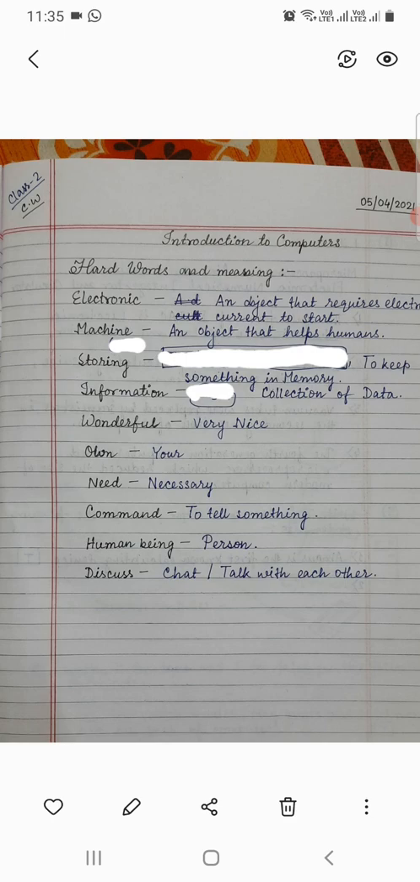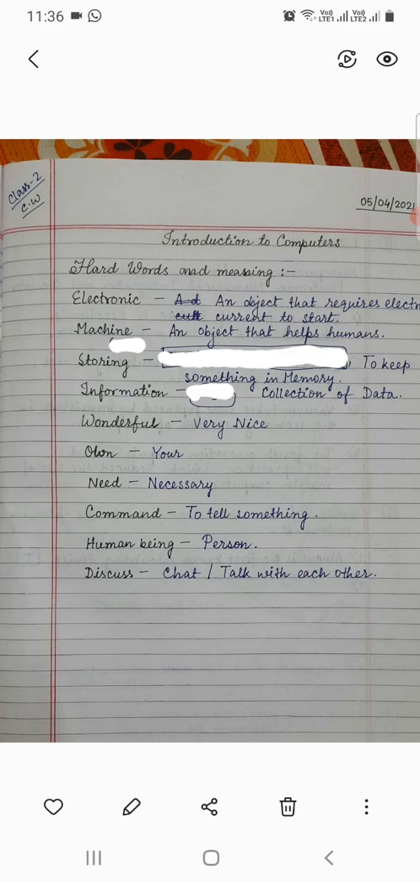So we have these hard words in the first chapter. That is electronic, E-L-E-C-T-R-O-N-I-C. That means an object that requires electric current to start. Next, that is machine, M-A-C-H-I-N-E, an object that helps humans. Next word, storing. That means to keep something in memory.